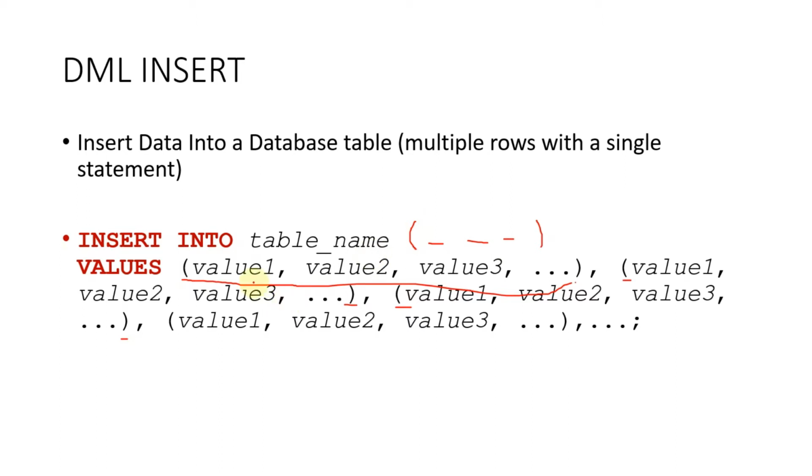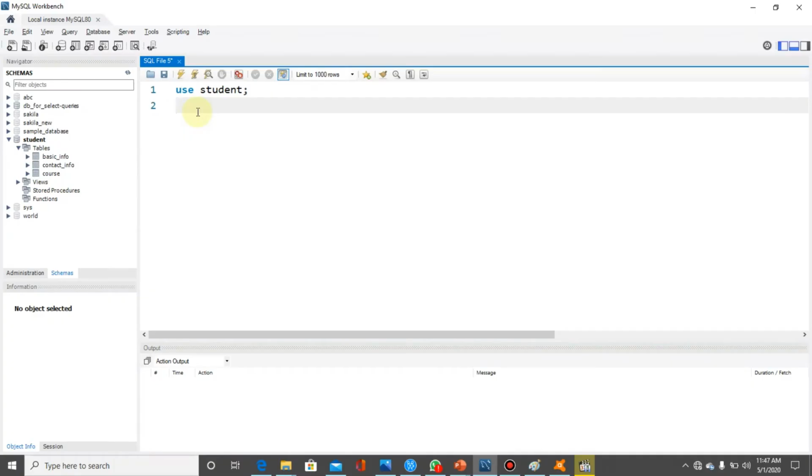So here we have value 1, value 2 and value 3 for the 3 attributes. These can be more than 3 attributes, and then again second row starting from here ending till this one. So in this way we can insert multiple rows with a single statement. Here in the schemas we have a database named student, so we will use this database for our examples.